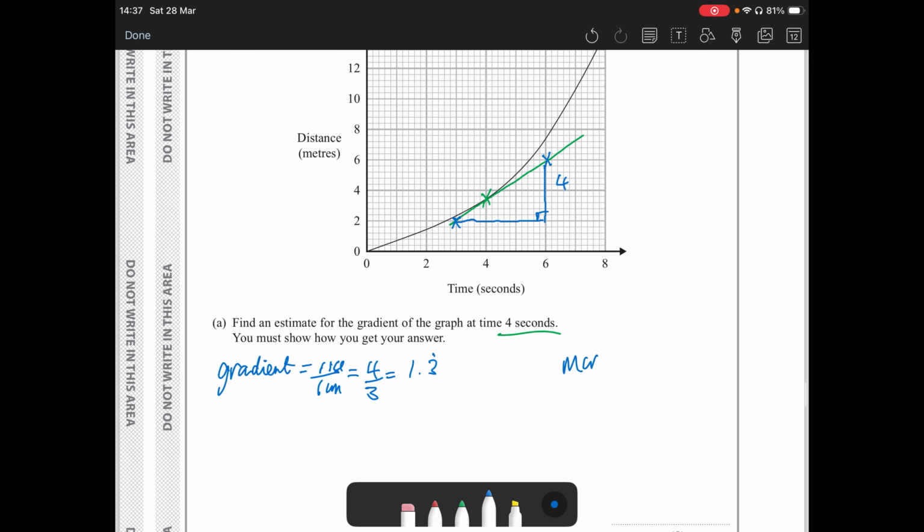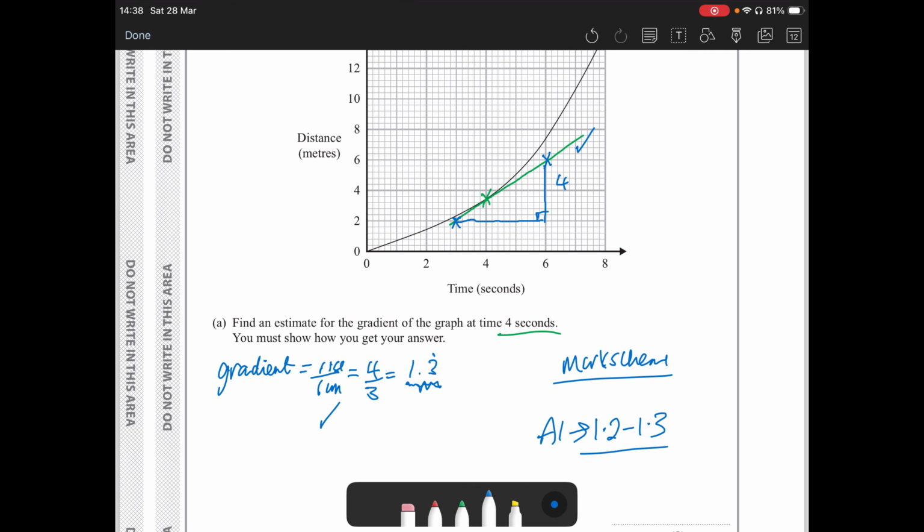The mark scheme says, well, you get 1 mark for simply drawing the tangent, 1 mark for finding a method to get the gradient. So my rise over run here would be suitable. The bit that I'm scratching my head around, the mark scheme says answer between 1.2 to 1.3. Again, this is a mock paper, so the accuracy mark comes from 1.2 to 1.3.